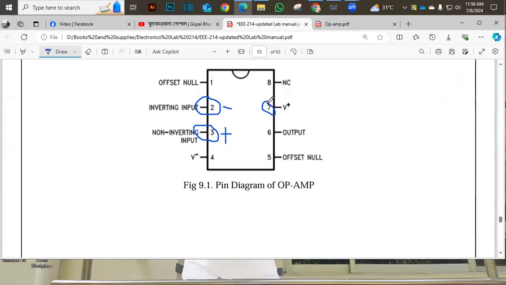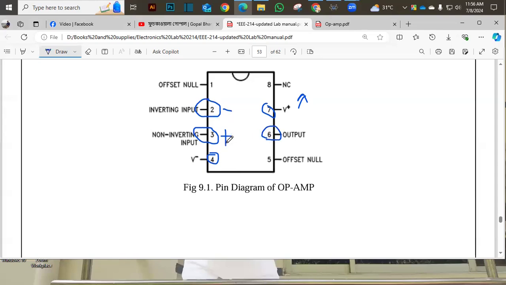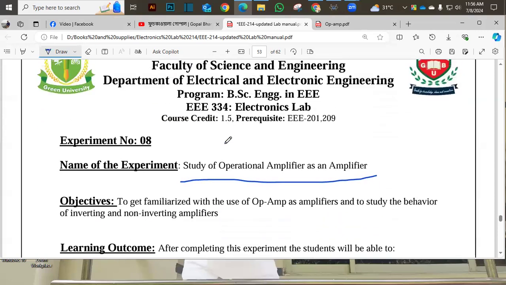Also, pin number 7 indicates the positive threshold voltage, and pin number 4 shows us the negative threshold voltage. At terminal 6, we get the output which we want to observe. Okay, let's go to the experiment to develop an amplifier circuit.